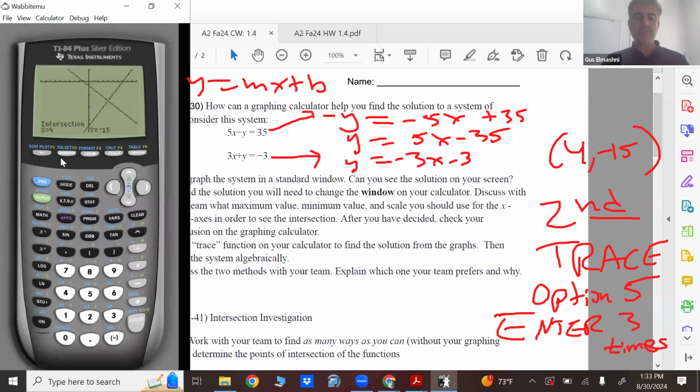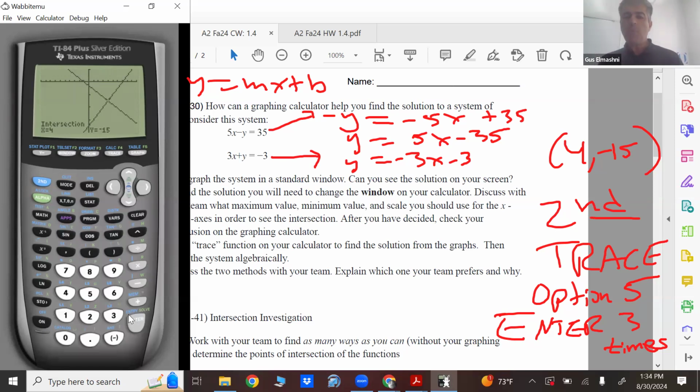Let me do it again, because I know sometimes it takes people a while to figure out what's going on. We did y equals, we changed the window, we did graph, and we want to find where it intersects. Second trace: second is in the top left corner, trace is in the top row. Select option 5, hit enter 3 times, 1, 2, 3. Boom, there you go, 4, -15. So it gets to the answer.